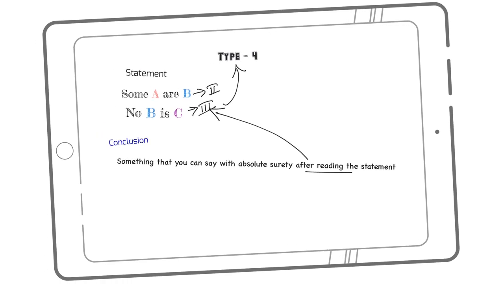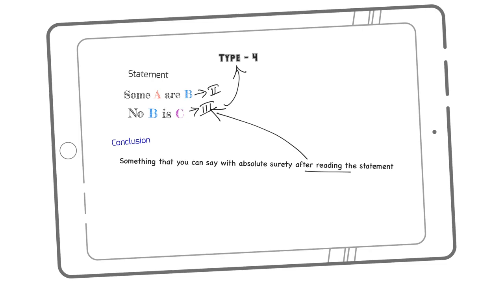So I use the two statements here, some A are B and no B is C. What can I say surely out of this? Let's represent this by means of a diagram. Some A are B means I'll draw it this way. My A is red, so I'll put the red here. Then I'll draw my B here, and B is my blue. The intersection associated with it is this green part, which is my some A are B.